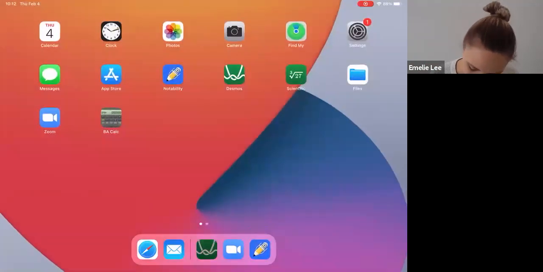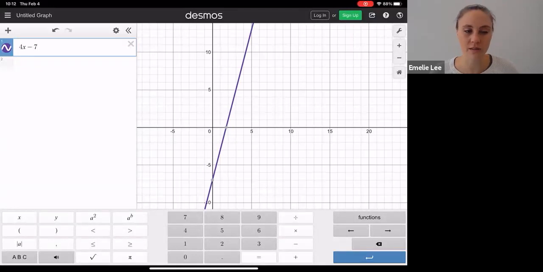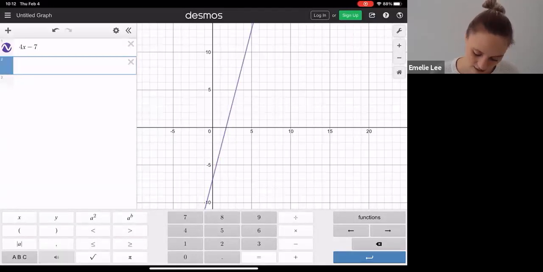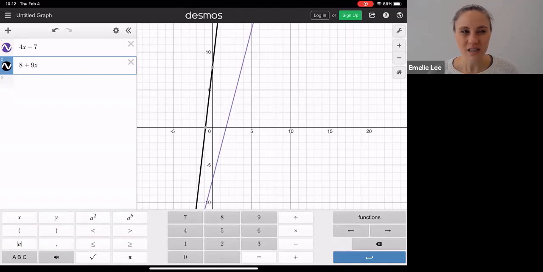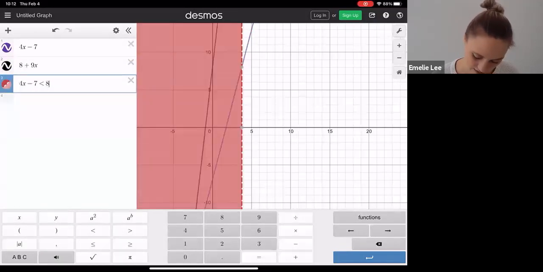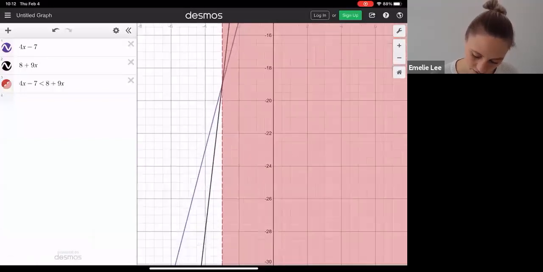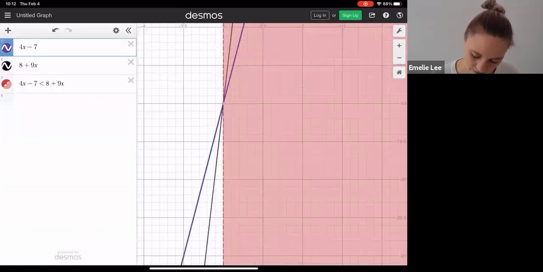And okay, I've got it here on the side. So the first line is 4x minus 7. Okay, so there's my first line. And it has to be less than 8 plus 9x, okay? This is where things kind of get dicey, and you can absolutely just use Desmos to say, okay, 4x minus 7 has to be less than 8 plus 9x. Okay. It highlights the region where that's true, right? So it doesn't actually give you the lines like we drew here.